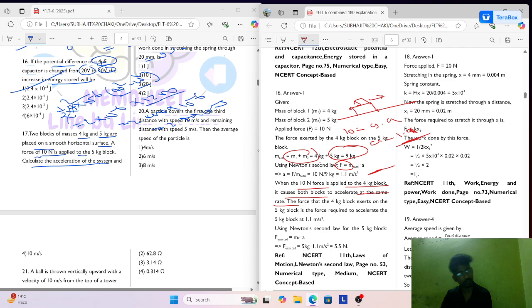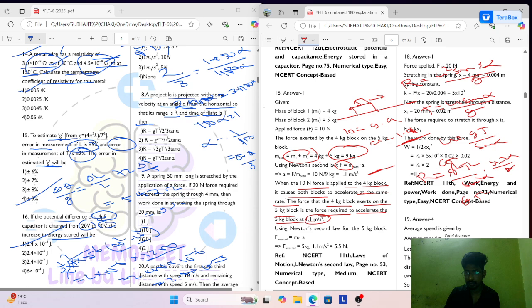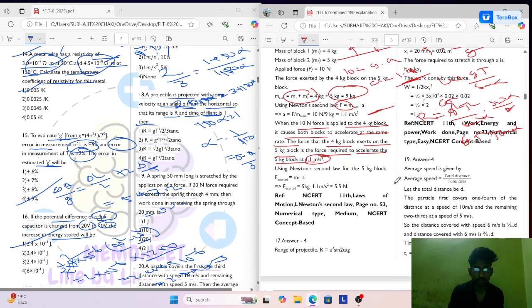g cancels out, so it will be g T square. Sine 2 alpha means 2 sine alpha cos alpha. Sine alpha will cancel out. What we will get? Sine alpha by cos alpha means tan alpha, right? Option number 4 will be the correct option.